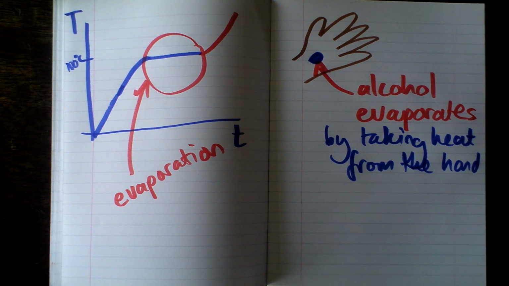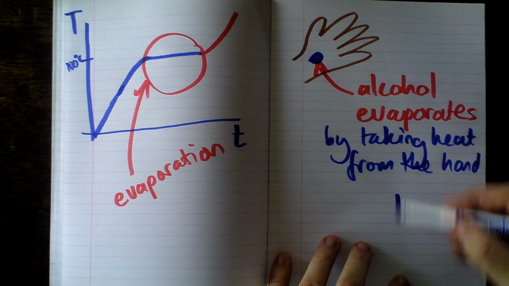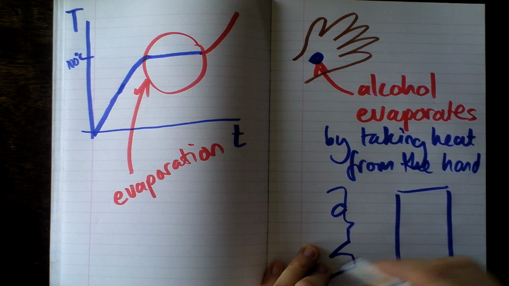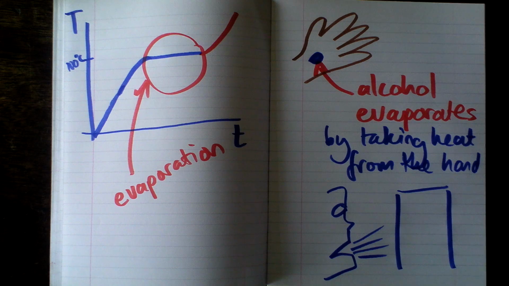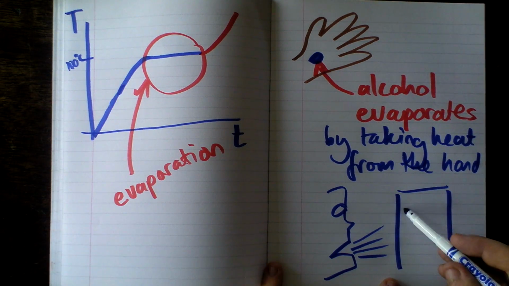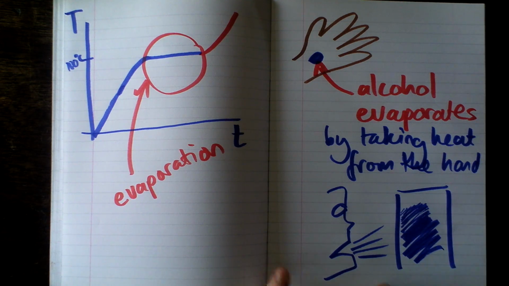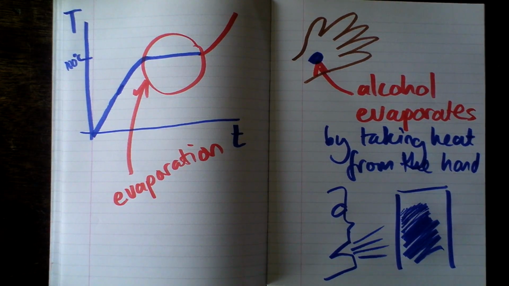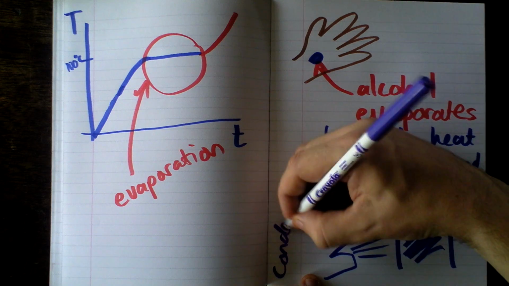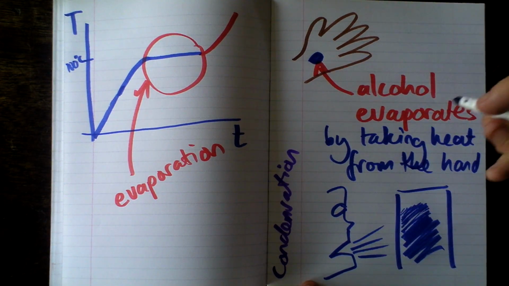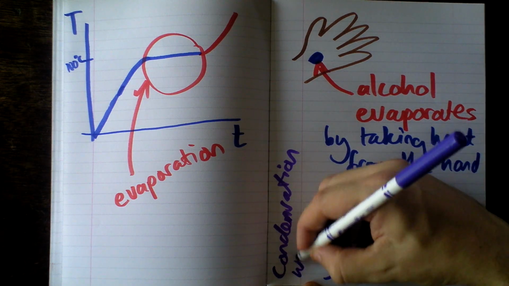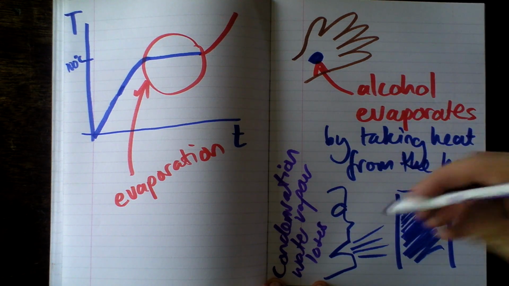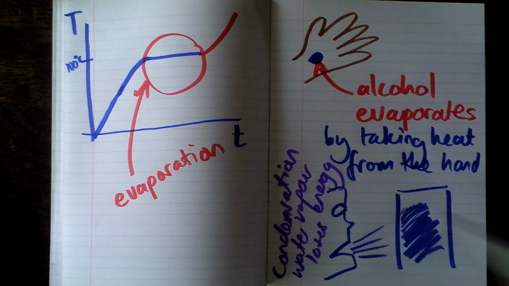This works in reverse. The opposite of evaporation is condensation. So if I breathe onto a mirror, then as I breathe out, there is water vapor in my breath, and it will condense onto the mirror. Well, how does it condense? If it's going to change from a gas to a liquid, it needs to give away energy. And so condensation must happen by the water giving away energy. So the water vapor loses energy, it gives it to the mirror, which is so much colder than it, and that means that it's able to form into a liquid.